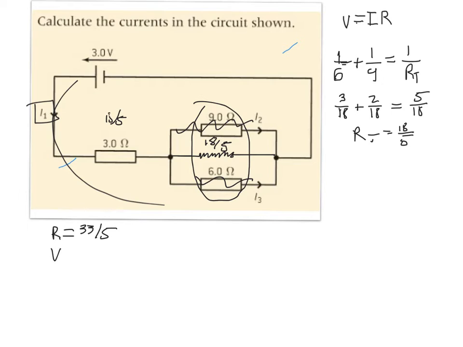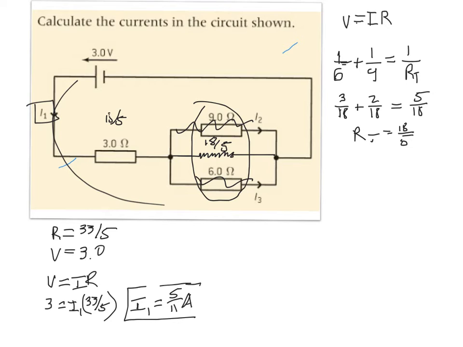I know that the potential for the whole circuit is 3.0 volts. And so I can now calculate the current, because I can go V equals IR. So V is 3. The current is current 1, I1. That's what I'm looking for. And the resistance of the whole circuit being 33 over 5. And if I multiply both sides by 5 over 33, then I will get that I1 equals 5 over 11. So that 5 over 11 amps is the current for I1.